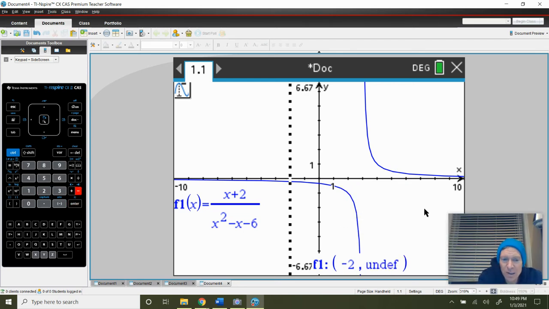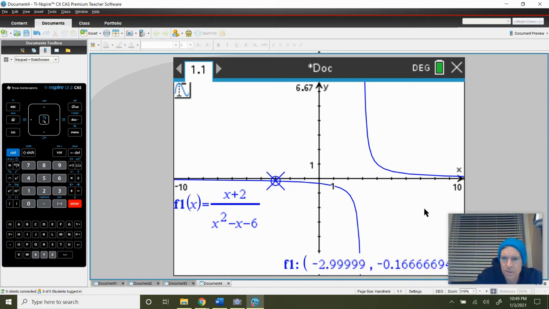But how about negative 1.99999? Oops. Negative 1.999999. Okay, well, that's defined. So it looks like it's only undefined at negative 2. Okay, it was also undefined when x was positive 3 and when x was negative 2. And it looks like our y value is going to be pretty close to negative 0.2.